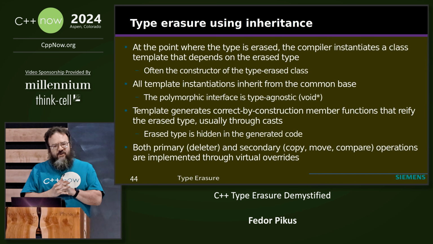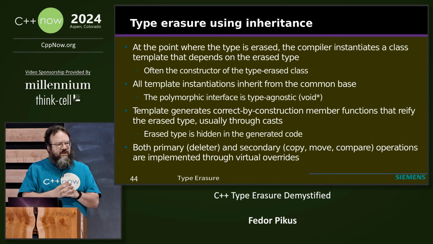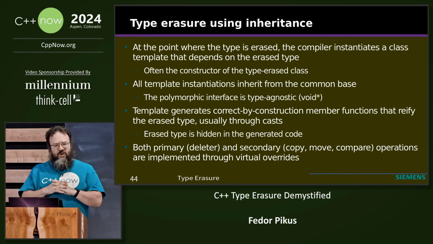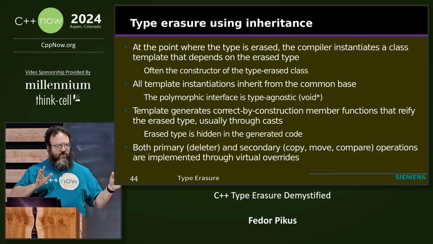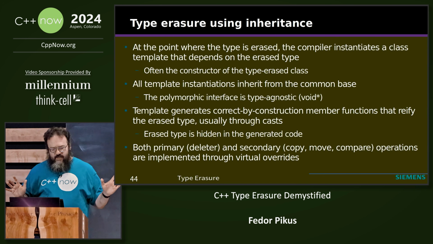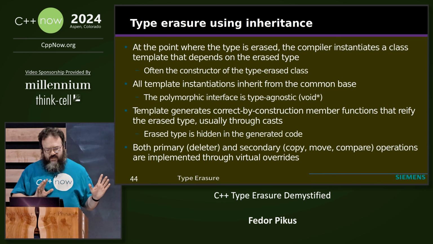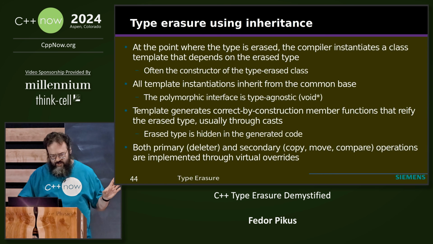The constructor template generates the correct derived object, correct by construction, and so correct by construction virtual member function overrides for your current type. You cannot mismatch the reification function with the type you previously erased, like you could do in C with qsort. You could pass the wrong less. Here you can't do it. So again, the erased type is hidden in the code. All relevant behavior aspects would have to be implemented as additional virtual functions.